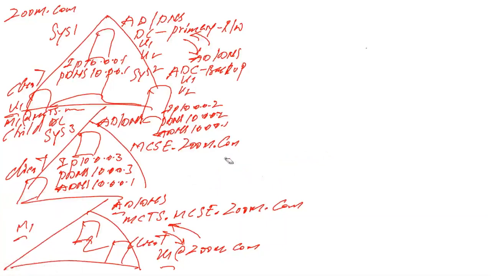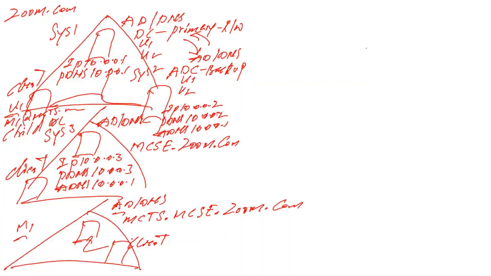And please write down one more verification, the last one. In system 3 child domain controller, create some user accounts, for example John.